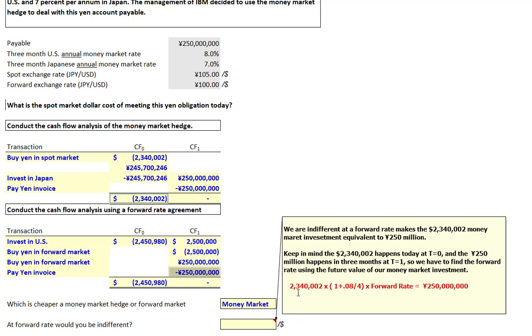So we're simply going to find the future value of that $2,340,000 if we put it in a money market account for 3 months. And whatever that amount is, times our forward rate, which is what we're going to solve for, will equal the 250 million yen that we need. In solving for that forward rate, we get 104.74. And we can sort of prove that's the case by going back up top, and let's put that in for our forward rate. We won't get the exact number here, but we can put in 104.74, and we can see both of those basically would cost us the same in today's US dollars.